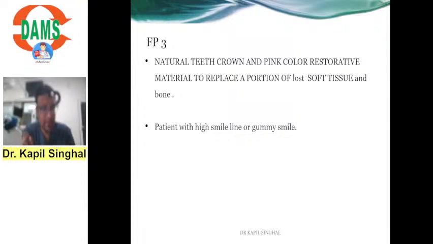The third type of prosthesis is FP3. In an FP3 type of prosthesis, I told you the tooth is made up of white ceramic and the rest of the portion is made up of pink ceramic or acrylic. So basically these are teeth with white and pink in combination. These are patients with high smile line or gummy smile. So in those patients with gummy smile, FP3 kind of prostheses are preferred.